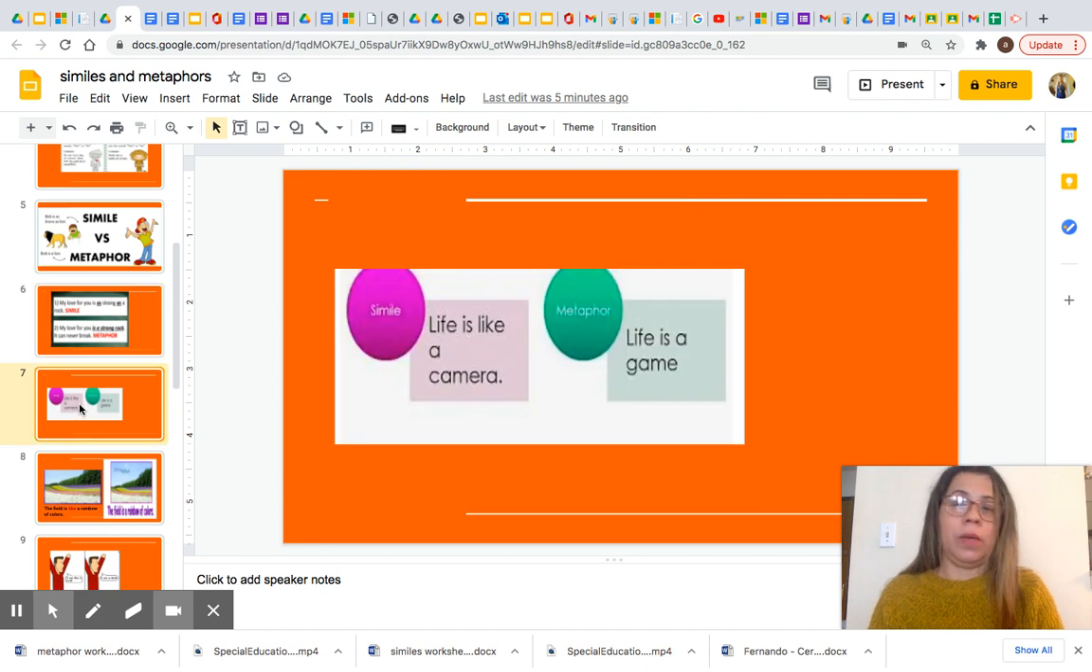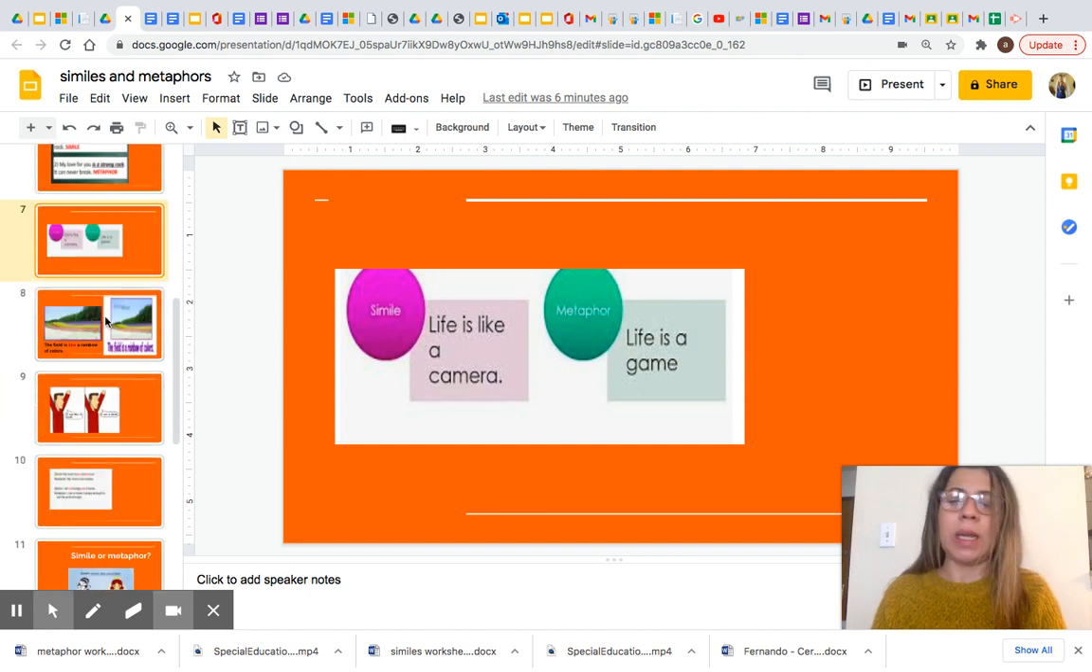Here we have another example of simile and metaphor side by side. Simile. Life is like a camera. In this comparison, they are comparing life to a camera by using the word like. Life is a game. On this side, life is being compared to a game without the word as or like. So this is a metaphor.